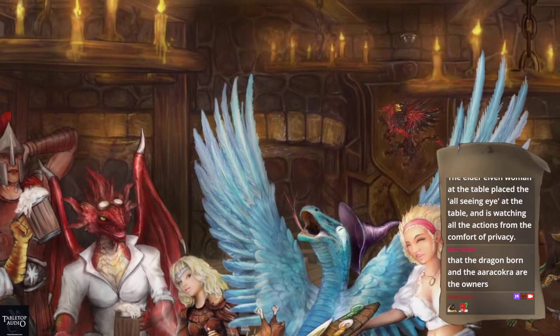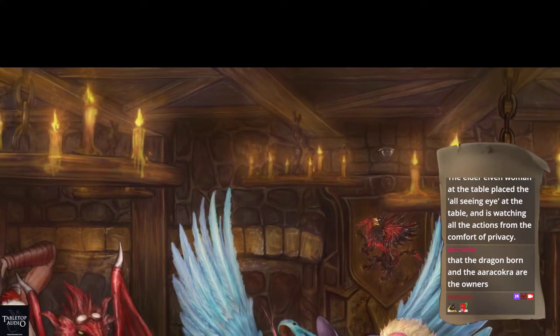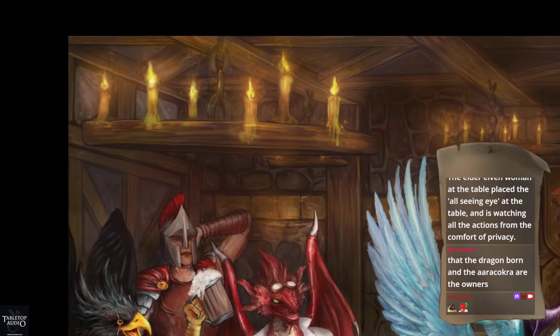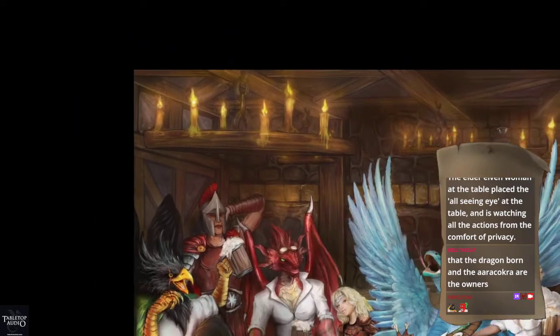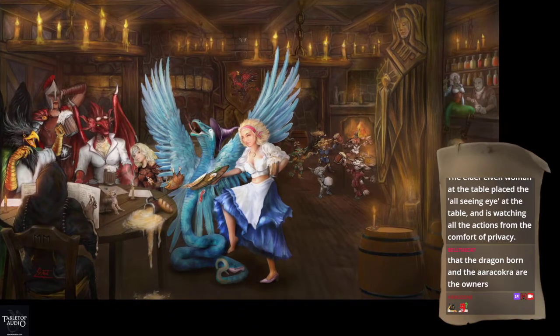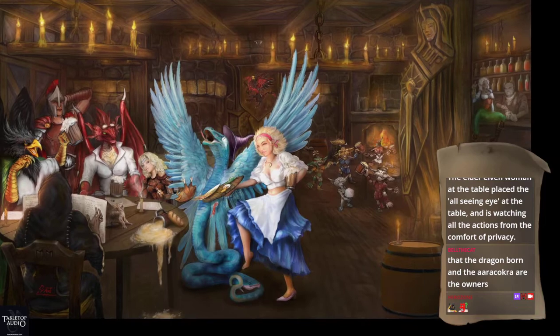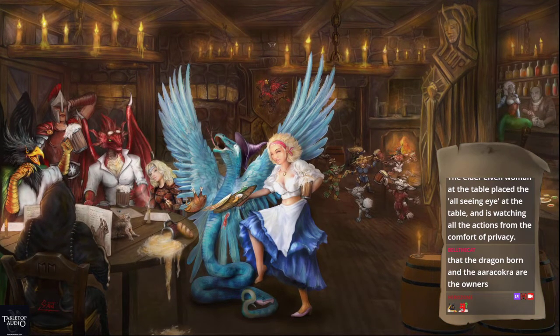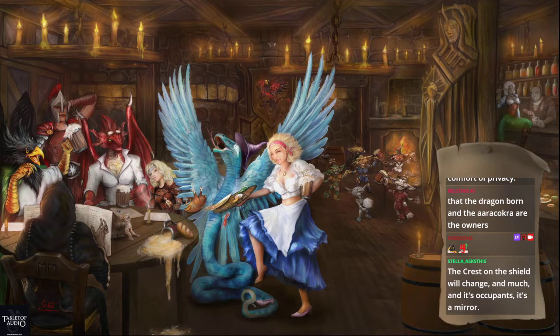Now, from all that's been discussed, I want to do one last thing for this segment before I get up and take a little walk and a break. Everything that was explored and discussed, and by the way, Camp, if you're typing something, that's fine. The crest on the shield will change, and its occupants is a mirror. Ooh.